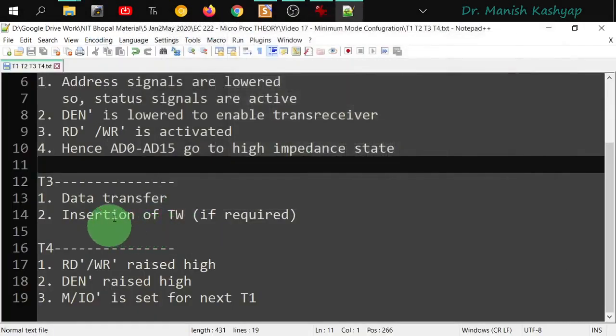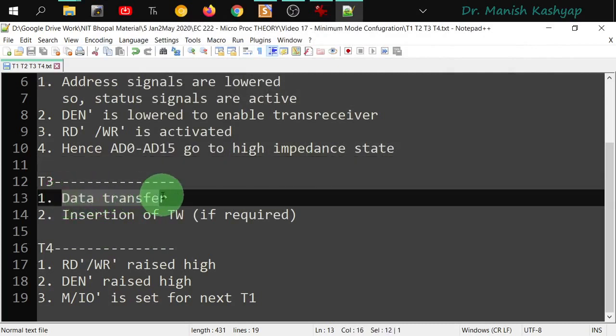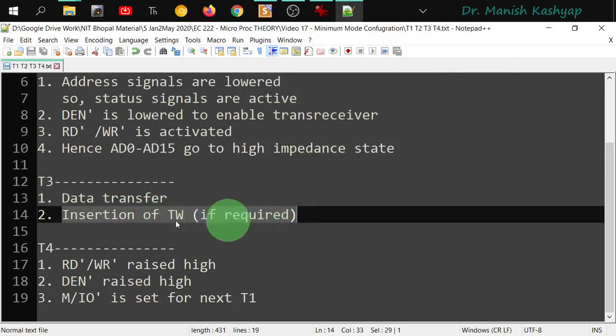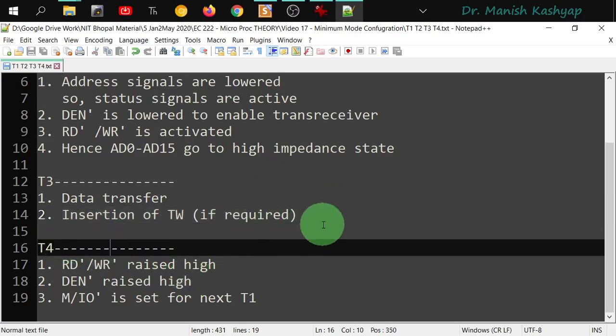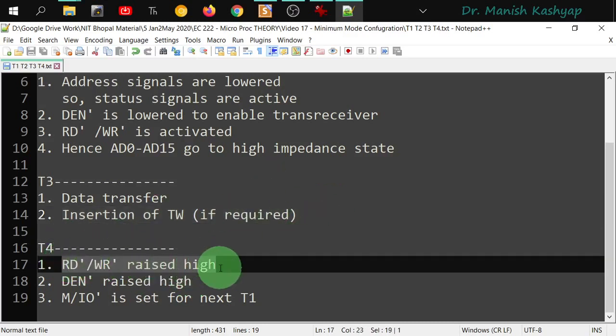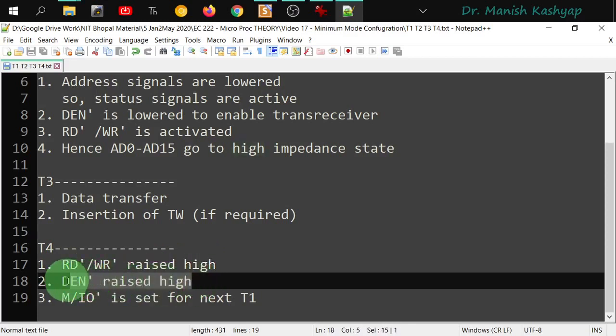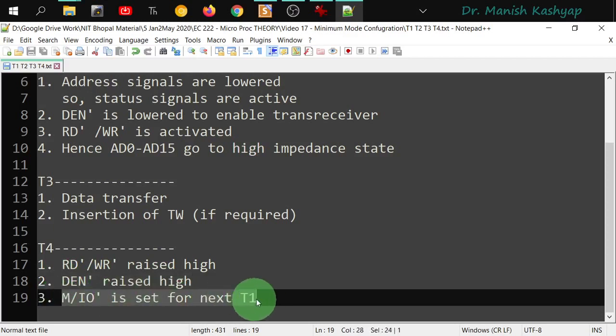After that, your data will be transferred in the third T state, and insertion of some additional wait states can also be there if required. This I will explain when I show you the timing diagram. Then in the T4 state, since the data transfer has been completed, the signals will be raised high. I mean, these signals will be deactivated, because when read bar is raised high, the read signal will be deactivated. Then the data enable will also be deactivated, and memory slash input output will be set for the next T1 cycle. In the next T1 cycle, if you want to read the input output device or the memory device, all of that can be taken care of in this stage only.